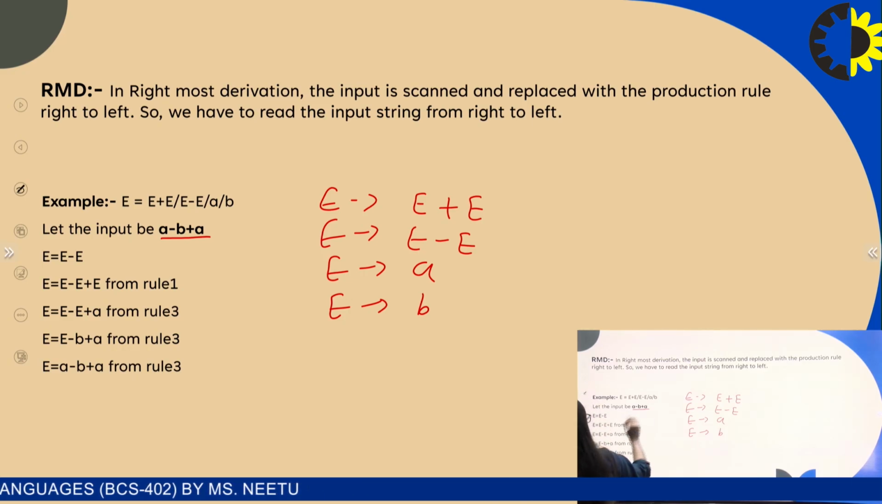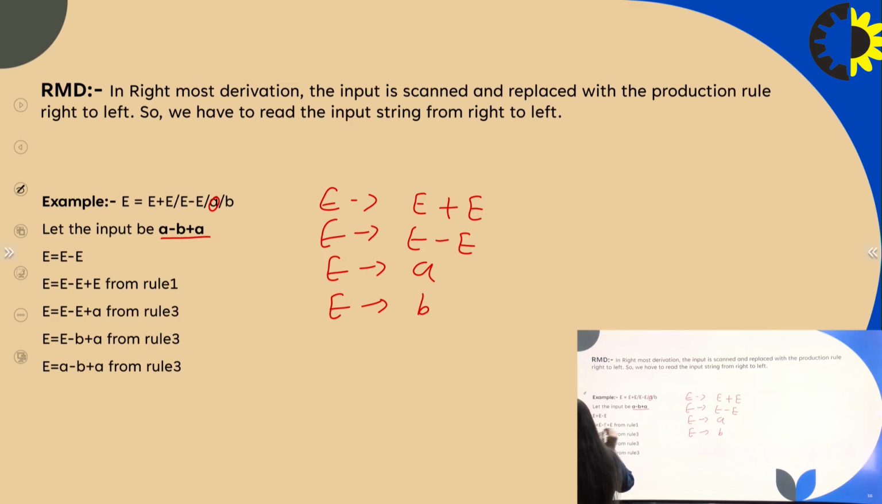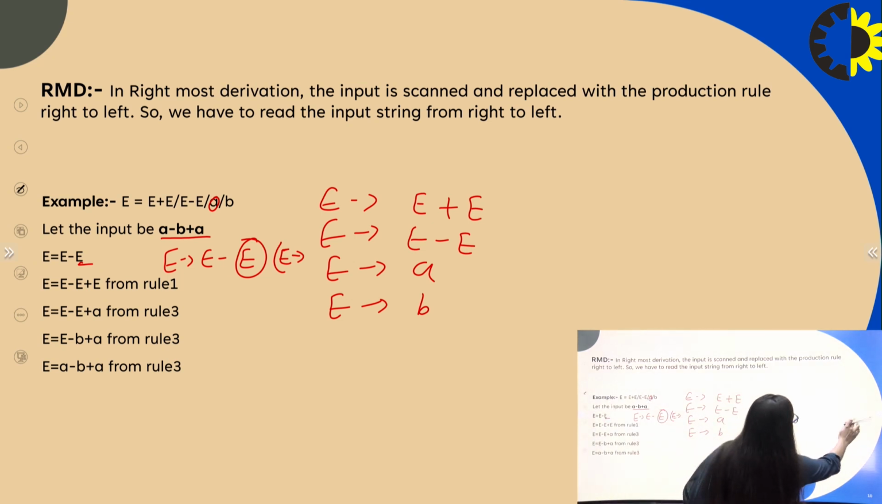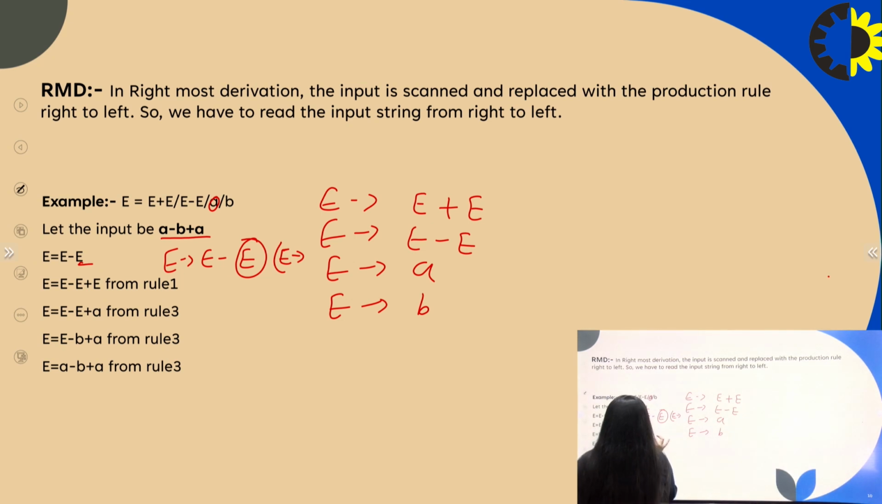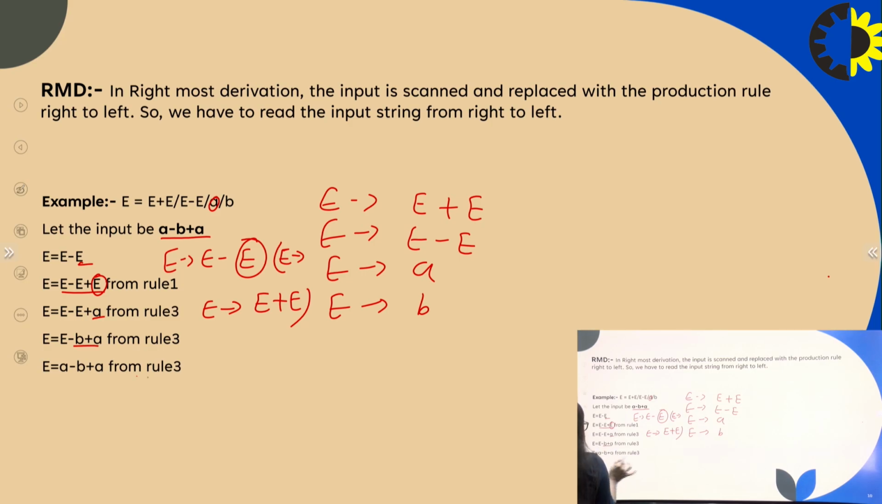A minus, so E is replaced by a. Starting from the right-hand side, E minus E, take the right-hand side symbol E. E is replaced by E plus E, and this E is replaced by small a and small b, giving a minus b plus a. The string is a minus b plus a.